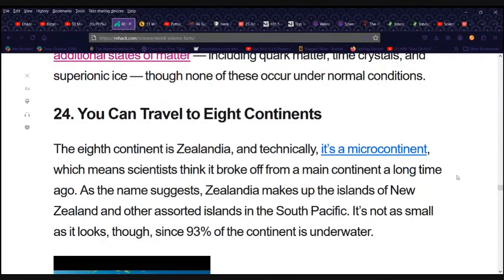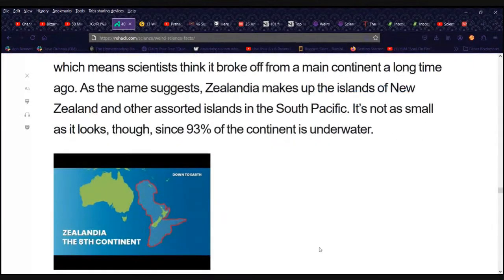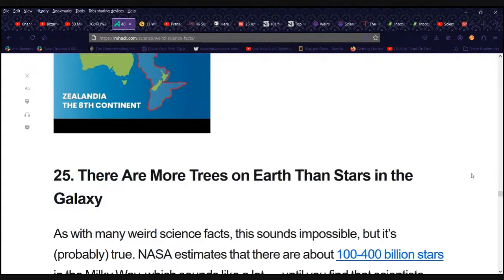You can travel 8 continents. Now, we've kind of known about 7 for a long time, but this, Zealandia, is kind of new. Apparently, Zealandia is mostly submerged, and New Zealand is like the mountain part of it, one of the few bits of it that are above the surface of the water. 93% of it is underwater.